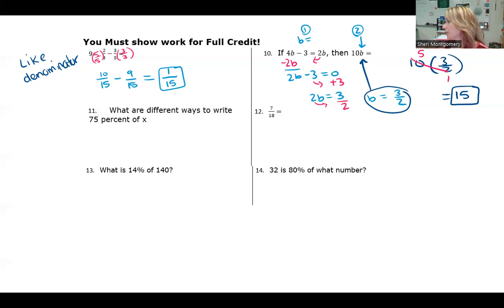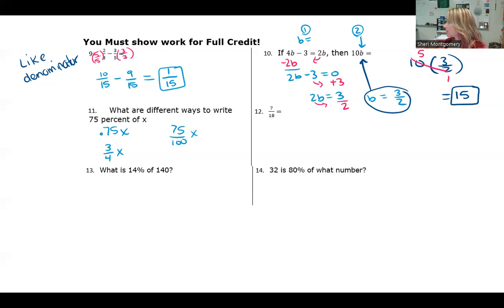Okie dokie. We're going to write 75% a couple different ways. So 75% of X, we could write it as a decimal. It could be 0.75 times X. 75, think about quarters. How many quarters is that? 3. It's also 3/4 X. We could write it as a percent, but as a fraction. So it's 75 out of 100.